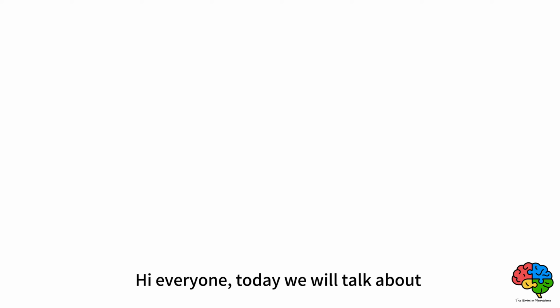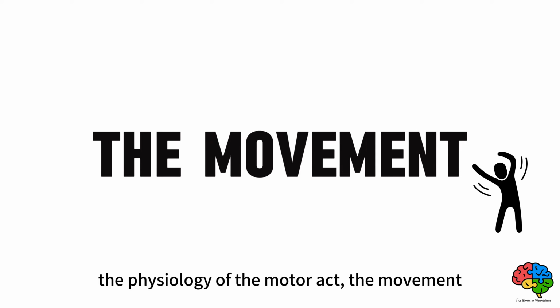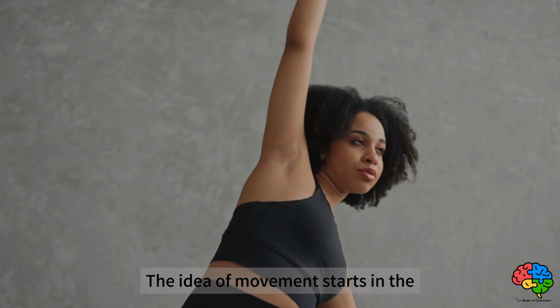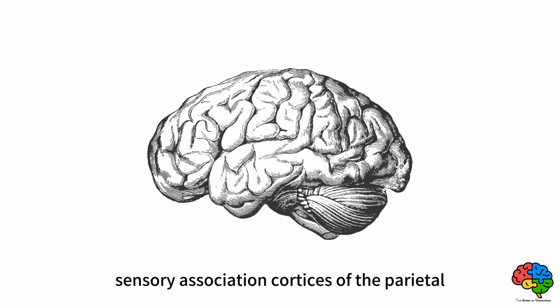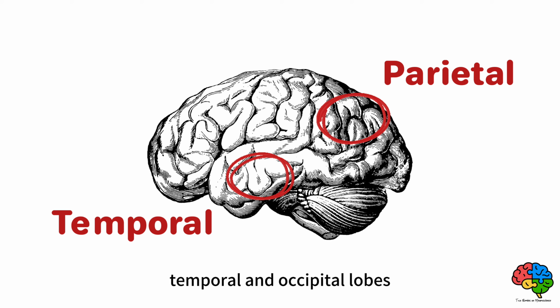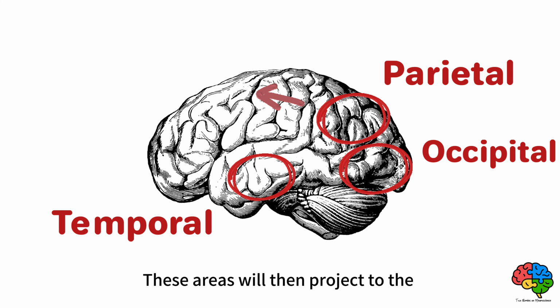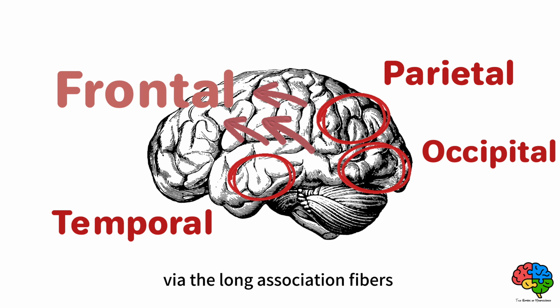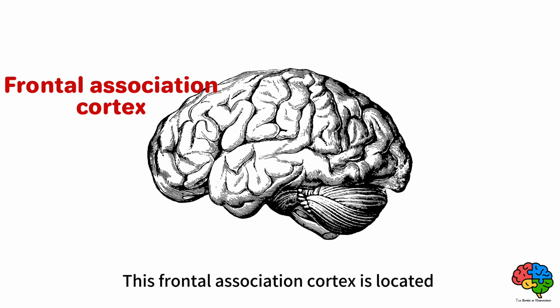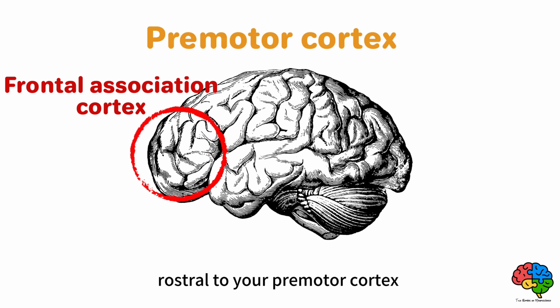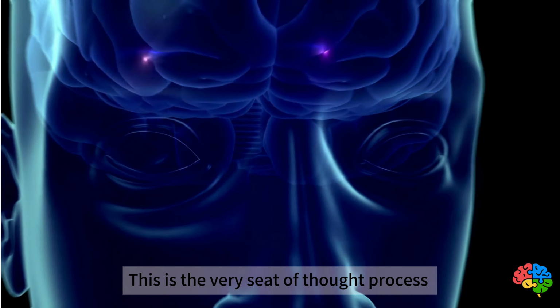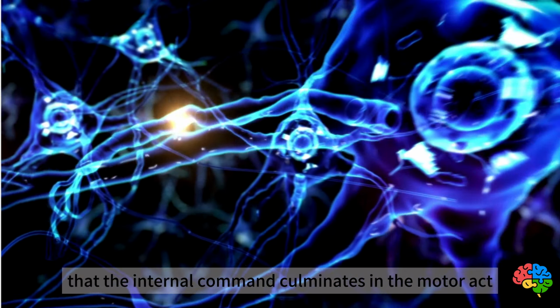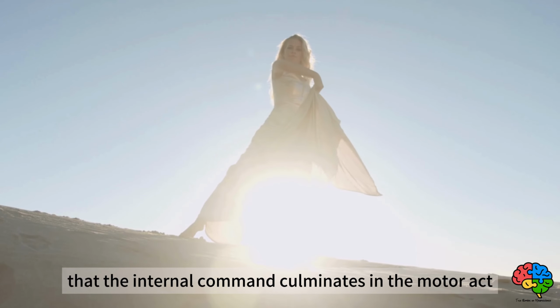Hi everyone, today we will talk about the physiology of the motor act, the movement. The idea of movement starts in the sensory association cortices of the parietal, temporal and occipital lobes. These areas will then project to the frontal association cortex, which is the dorsolateral prefrontal cortex, via the long association fibers. This frontal association cortex is located rostral to your premotor cortex and also your frontal eye field. This is the very seat of the thought process and the internal commands that culminate in the motor act.